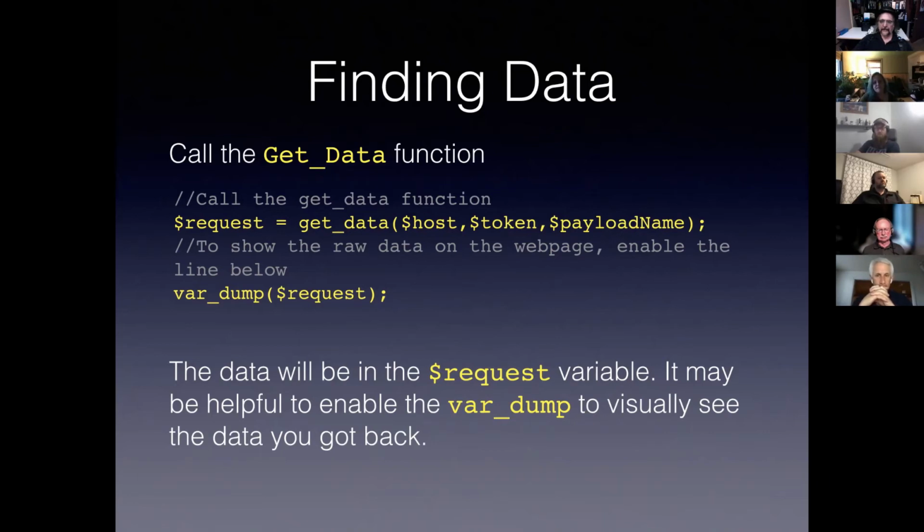And there's another thing that we'll see: I'm calling a var dump here on that variable so that you can see what you're getting back. You obviously don't want that in a production environment, but if you're just starting out, it's helpful to see what you're getting back. Then later you would just disable that line once you're familiar enough with it. And I've got an example here in a moment.